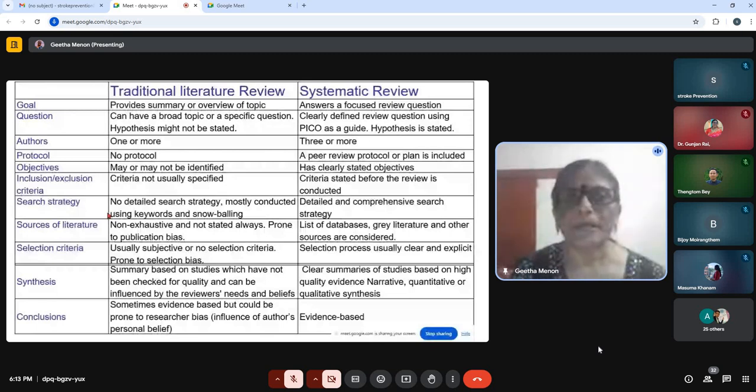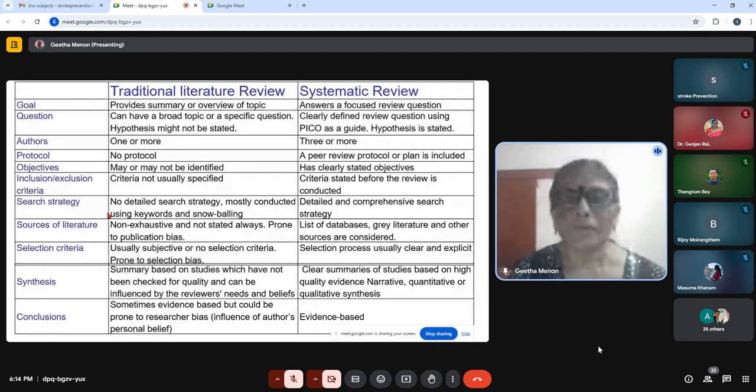A traditional review can be written by a single author or maybe more than one author, but a systematic review cannot be written by a single author. At least there should be 3 reviewers for a systematic review, 3 or more reviewers. For a systematic review, there is a peer review protocol or a plan in place, whereas in a traditional review, there is no protocol. The objectives are well stated in a systematic review, but in a traditional review, the objectives may not be that well stated. There is no inclusion exclusion criteria for a traditional review, whereas a systematic review has a set inclusion exclusion criteria, which is written up in the protocol in the initial stage itself.